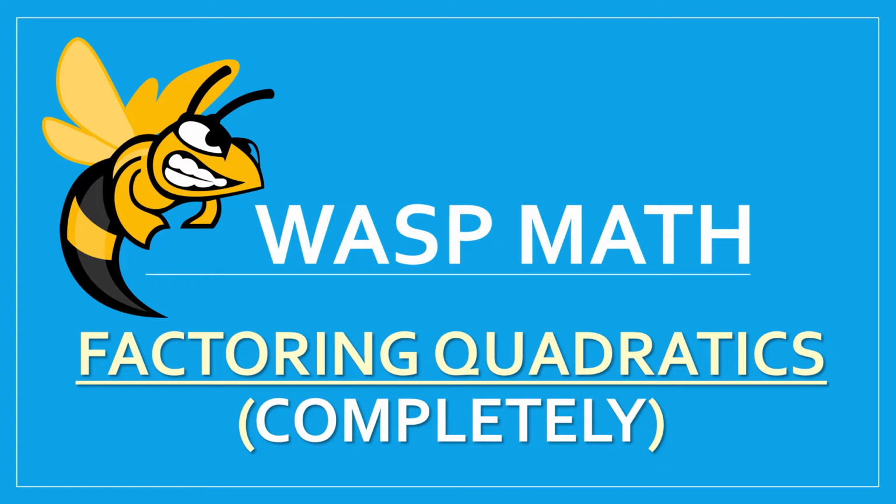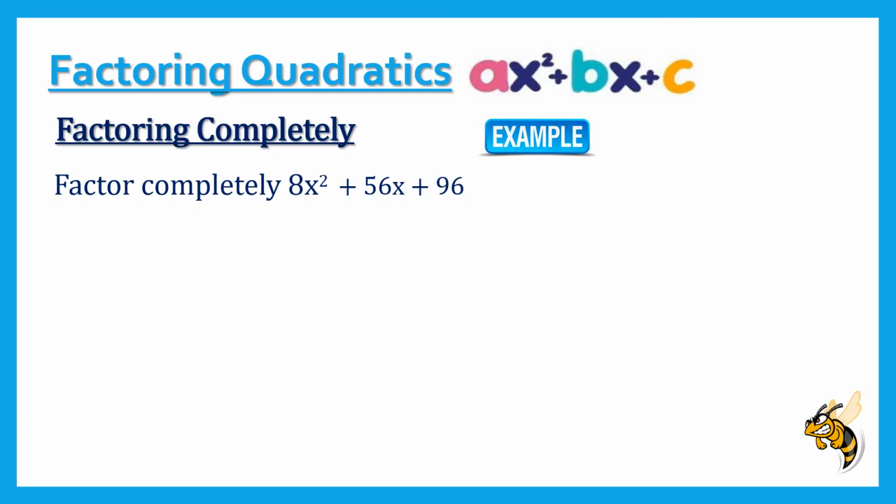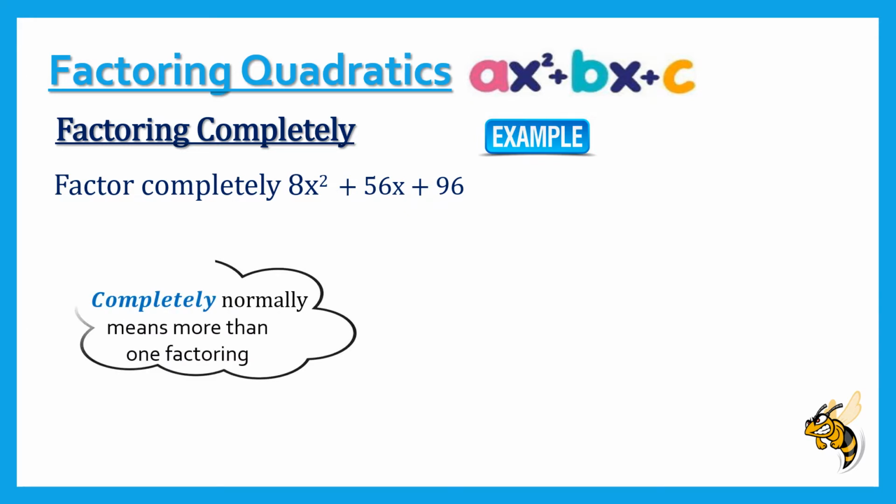This video will focus on factoring quadratics when they ask you to factor completely. Factor completely 8x squared plus 56x plus 96. Whenever they use the phrase completely, it normally means that there is more than one factoring involved. And most of the time it's going to be that you can take out a greatest common factor.